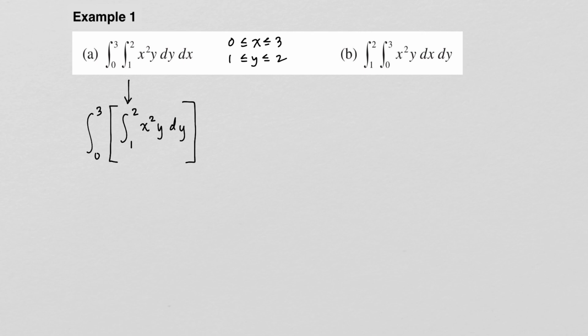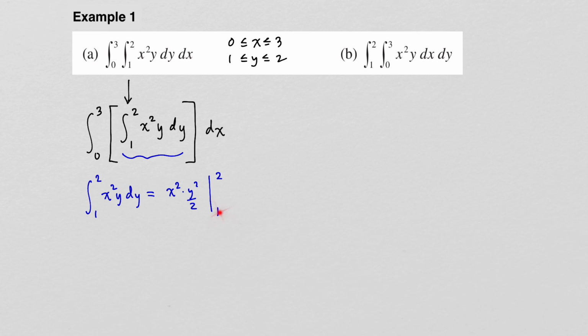And then when we're done with this, we'll come back and do it with respect to x. So let's just focus on what's inside the parentheses here. If I integrate from 1 to 2 x squared y dy, basically we treat x squared like it's a constant because we're only integrating with respect to y. So this is going to be x squared multiplied by the antiderivative of y, which is y squared over 2. And then we're going to evaluate that from 1 to 2.